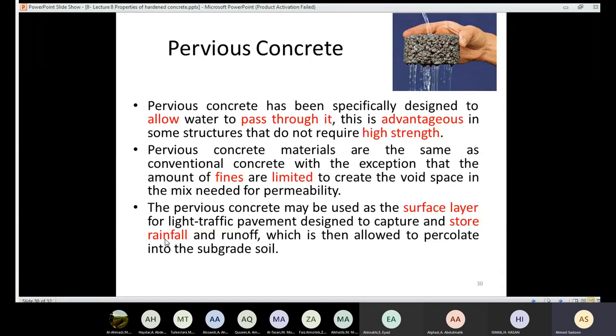So the pervious concrete may be used as a service layer for light traffic pavement designed to capture and store rainfall and runoff, which is then allowed to percolate into the subgrade soil. So we use pervious concrete if you have a light traffic pavement, because the strength is low. And this one is going to capture and store the water, whether you have rainfall or runoff, and then this one is going to percolate into the subgrade soil.